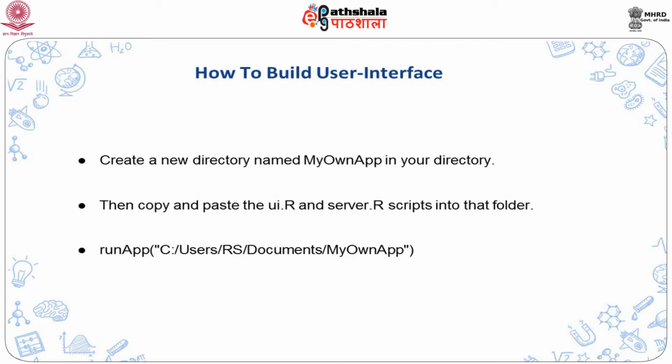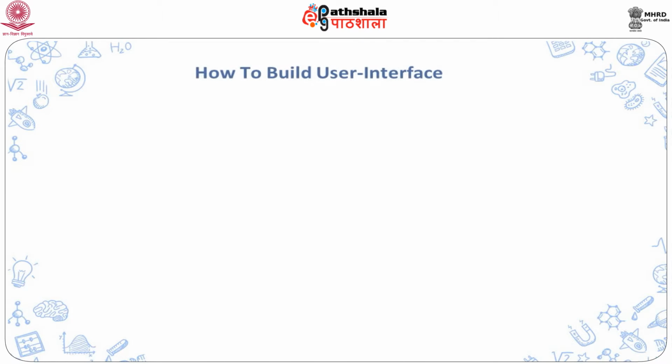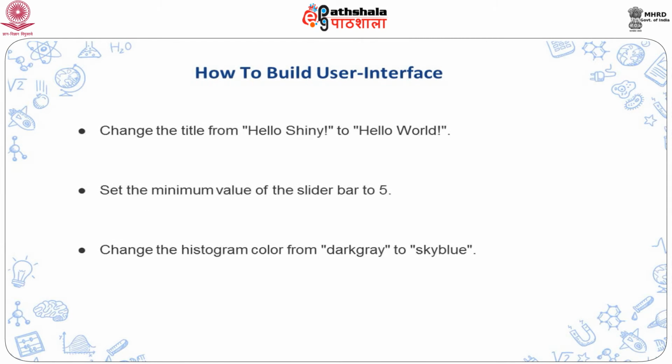Create a new directory named my own app in your directory, then copy and paste the UI.R and server.R scripts into that folder. We have just discussed these two scripts, so by now we know what they are. Then use runApp, and within the brackets put the address of the directory. Next, change the title from Hello Shiny to Hello World. Set the minimum value of the slider to 5. Change the histogram color from dark gray to sky blue.